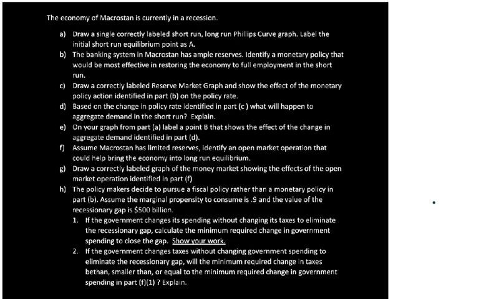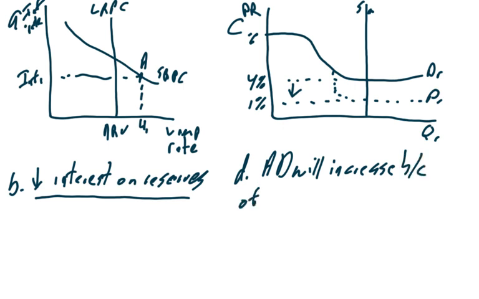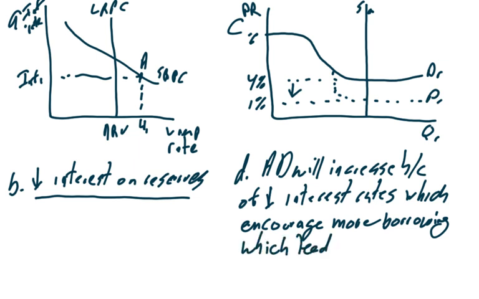Now let's go to D. D says, based on the change in policy rate identified in Part C, what will happen to aggregate demand in the short run? Explain. Okay, so D, aggregate demand will increase because of lowered interest rates, which encourage more borrowing, which leads to more spending. All right, so that answers D.